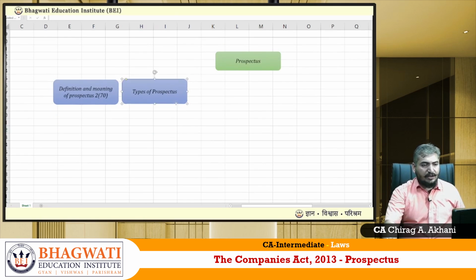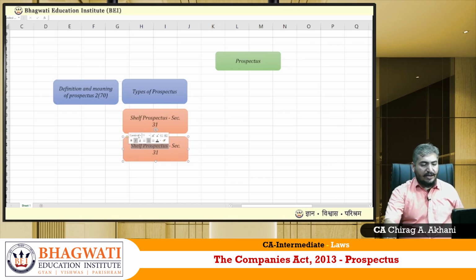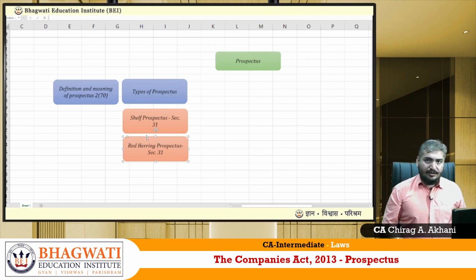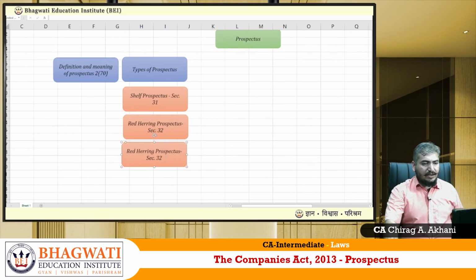In the types of prospectus, we are going to learn these many concepts. Now, what are those concepts? The first one we have is the shelf prospectus, very well defined under section 31. Once it's done, we are moving towards one more important concept, and that is the red herring prospectus. I'm sure you must have heard the term red herring prospectus somewhere. And red herring prospectus is defined under section 32. One more point we are going to understand is the abridged prospectus.